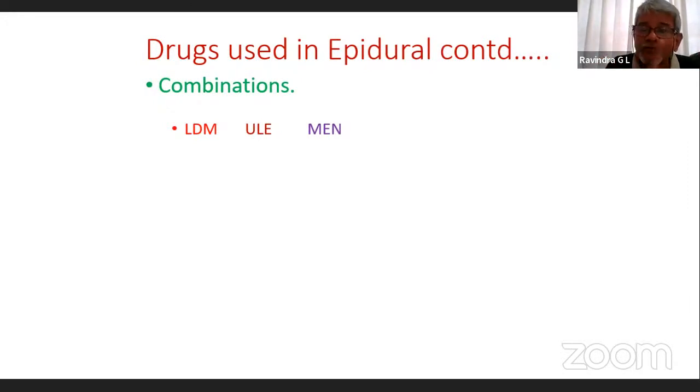And forming a terminology for a particular mix is very useful, because you can just tell them, give 10 ml of LDM. That's it. You don't need to tell her to load this much of local anesthetic, add this much of fentanyl, and then go ahead and do it. So they are standardized fixed dosages.